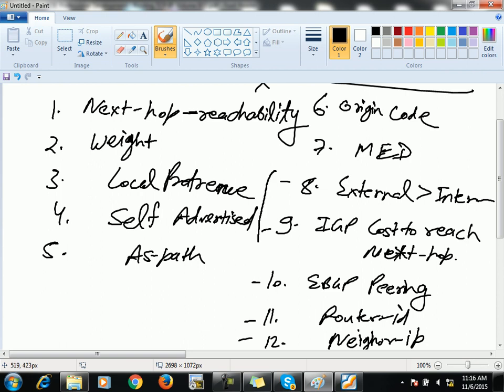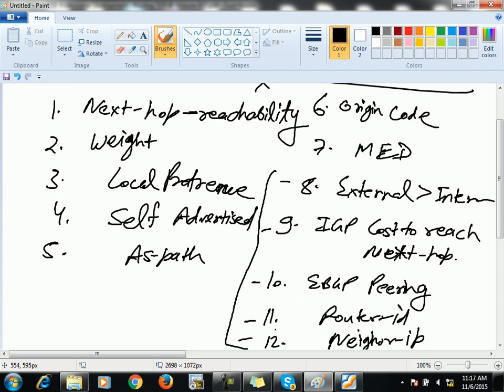All these 5 things are tiebreakers. These are not path attributes. These are simply tiebreakers, right? Then eBGP pairing will take place, meaning the oldest peer will be preferred, but only for eBGP, not for iBGP. This is present for eBGP neighbors only, right? And in case both neighbors are iBGP neighbors, then this tiebreaker will not take place.